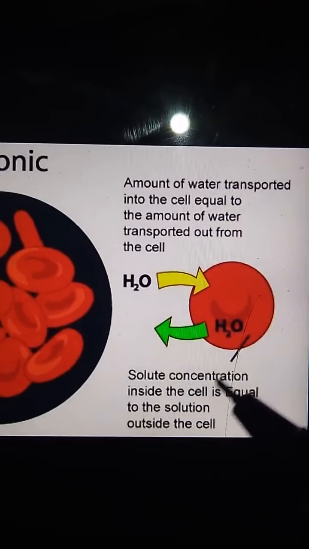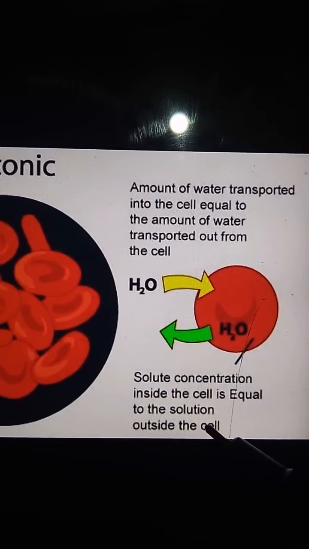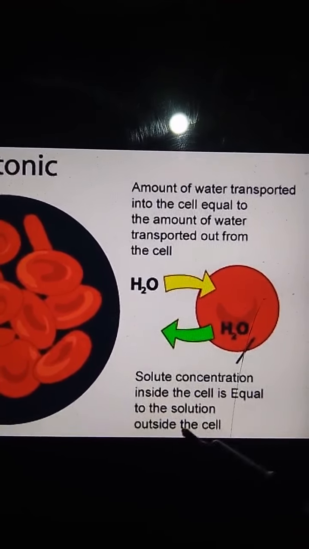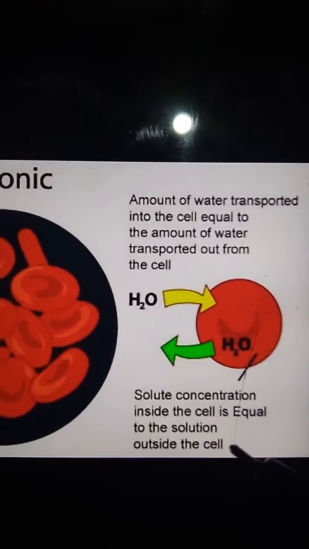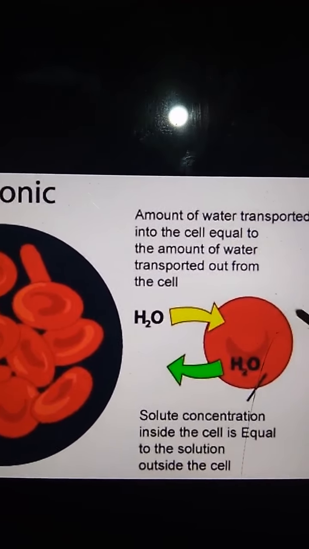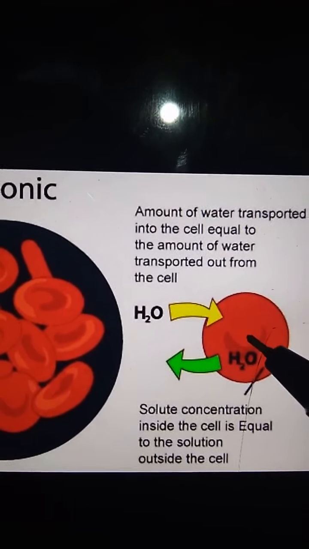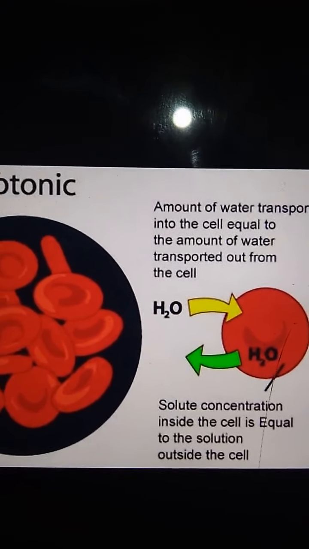And solute concentration inside the cell is equal to the solute concentration outside the cell. The solute concentration will also be the same. So what we will see, if one molecule will move outside, then one molecule will come inside. That means there will not be any change in the concentration of water inside the cell.